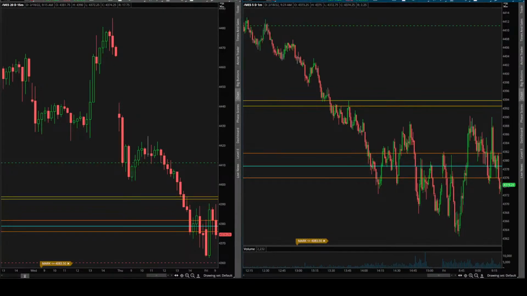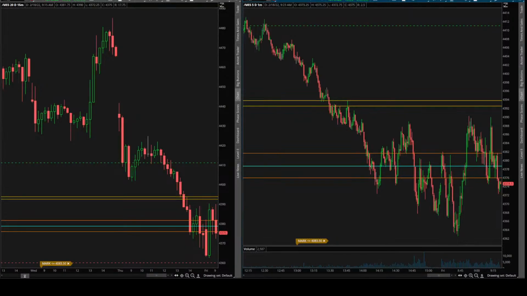NASDAQ is still quite weak, hasn't touched its low of the day, but it got close. It's still hanging out here under the overnight low. E-mini looking weak as well. I'm tempted here to want to short this where I'd be wrong above 82, but we'll hold off here for a minute.